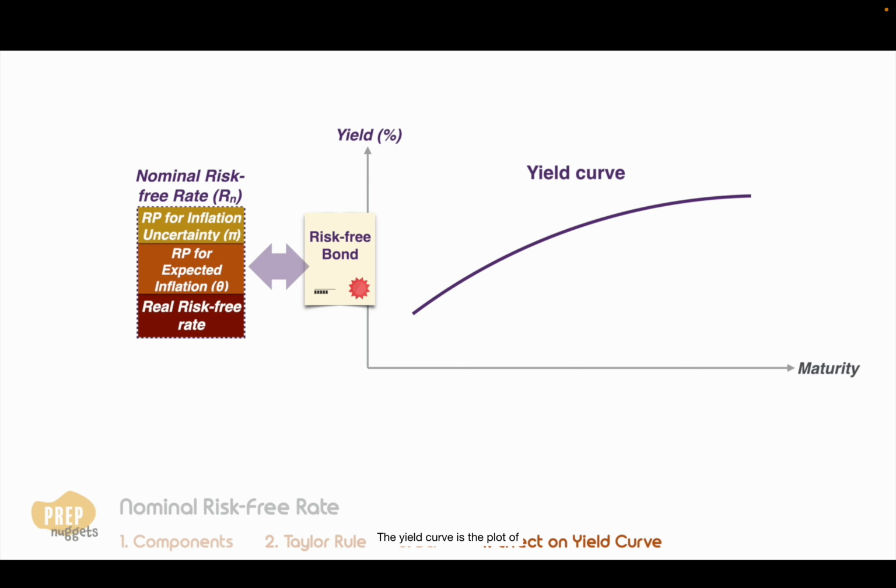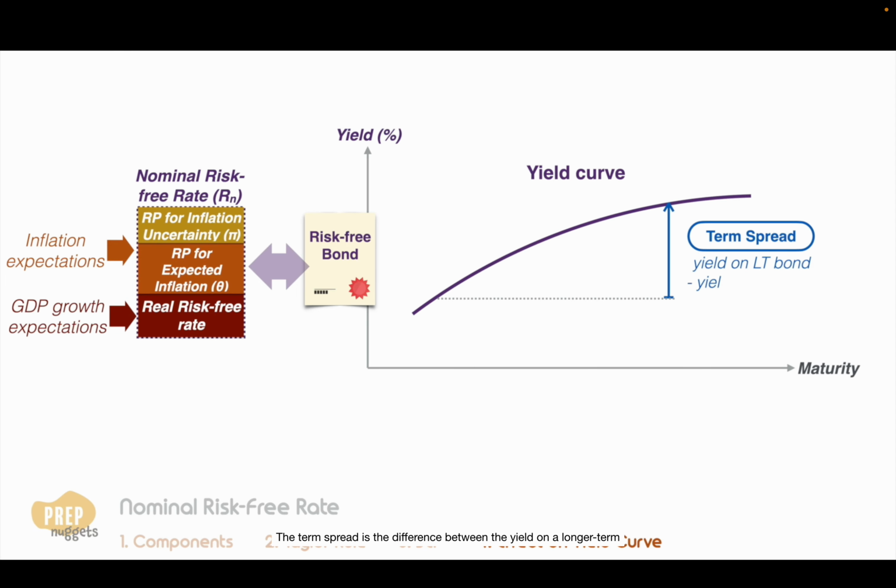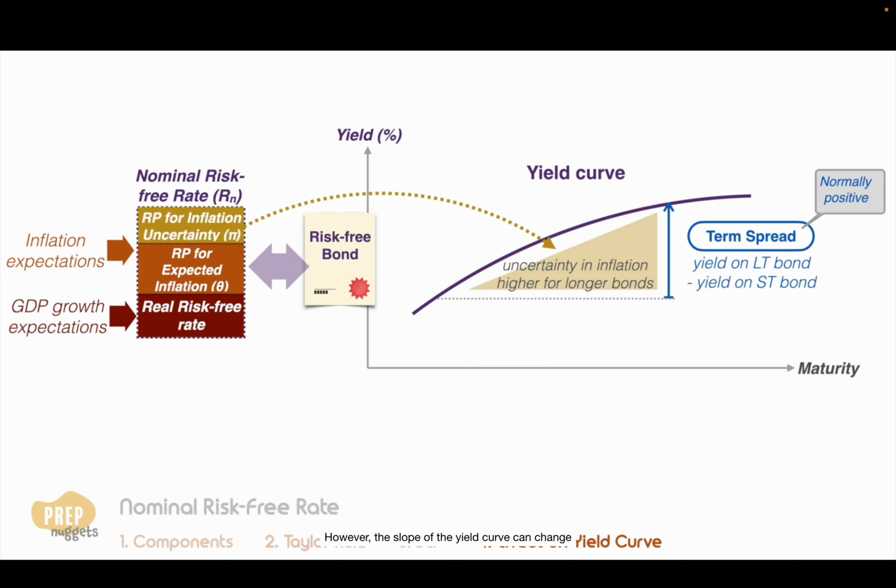So far, we've discussed the fundamental pricing relationship for default-free real and nominal bonds and nominal interest rates. We now elaborate on these relationships over different investment horizons. The yield curve is the plot of yields of risk-free bonds of different maturities. As we've learned earlier, the nominal interest rate is predominantly a factor of the GDP growth expectations and inflation expectations. The term spread is the difference between the yield on a longer-term bond and the yield on a short-term bond. Evidence suggests that normal term spread is positive, so the yield curve is normally upward sloping. This may be because the risk premium for uncertainty in inflation is higher for longer maturity bonds. However, the slope of the yield curve can change due to changes in expectations.